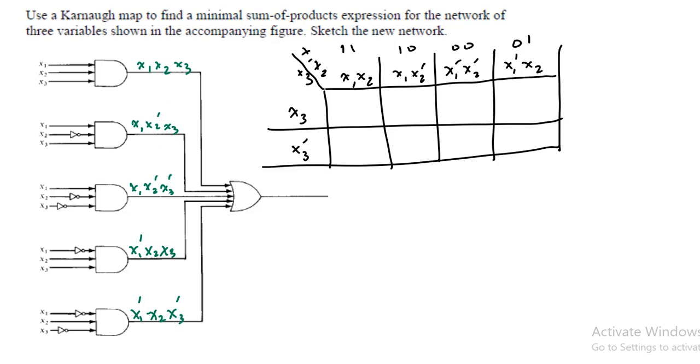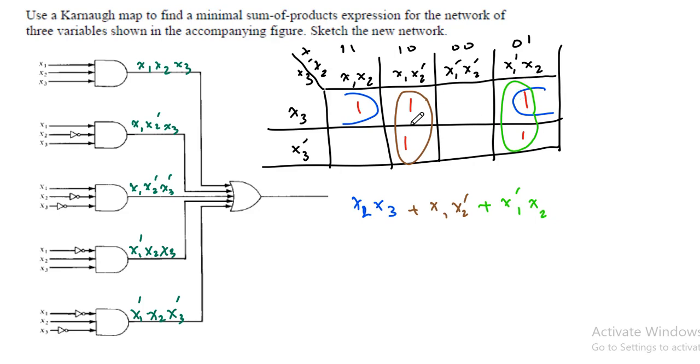And let's see. So as you could see here, we could group this one on the side. That will give me x2, because x1 is gone, and x3, plus to this middle one, x1, x2 not, and then the last one, x1 not, x2. So this is one method. I will erase every group and then do it differently.